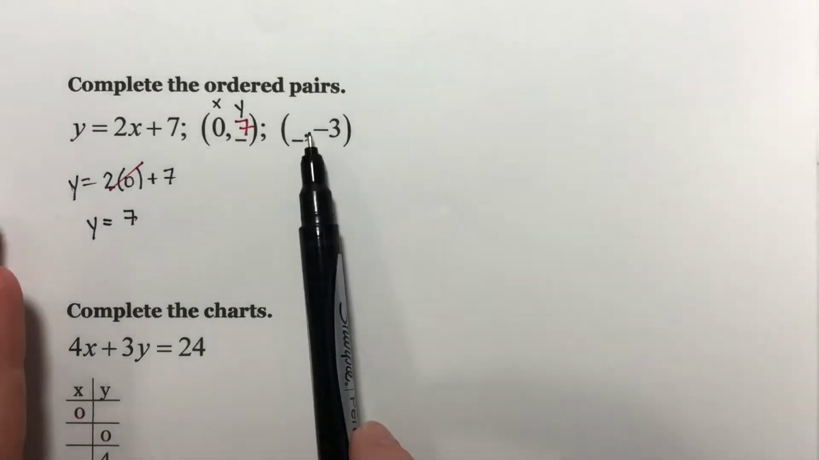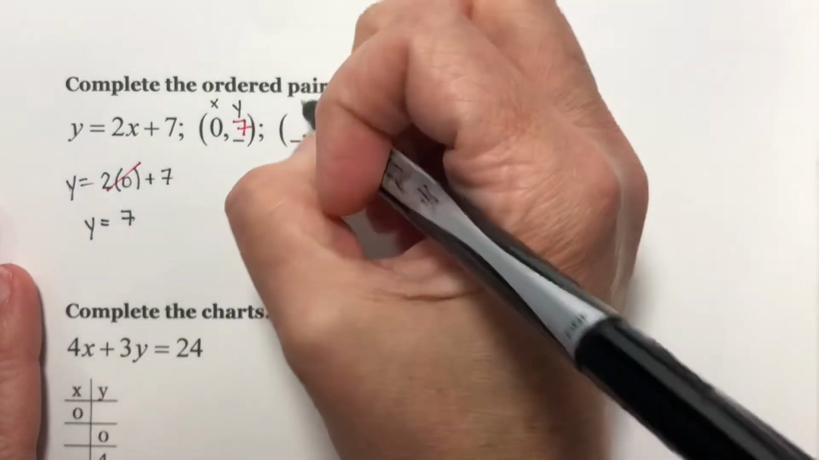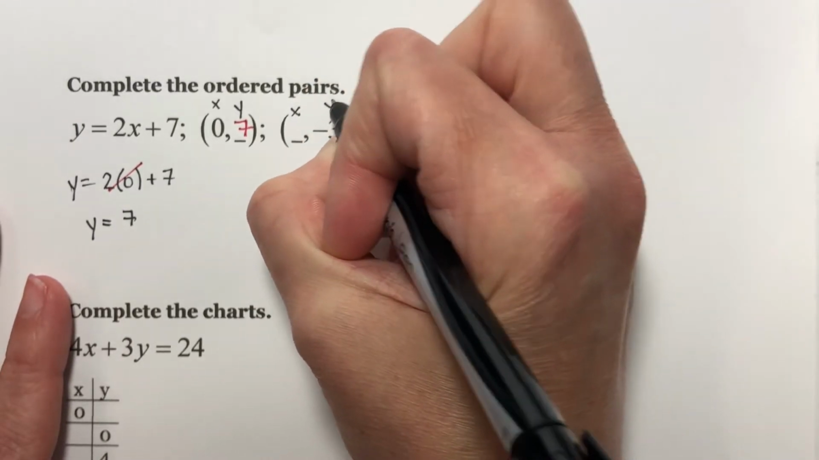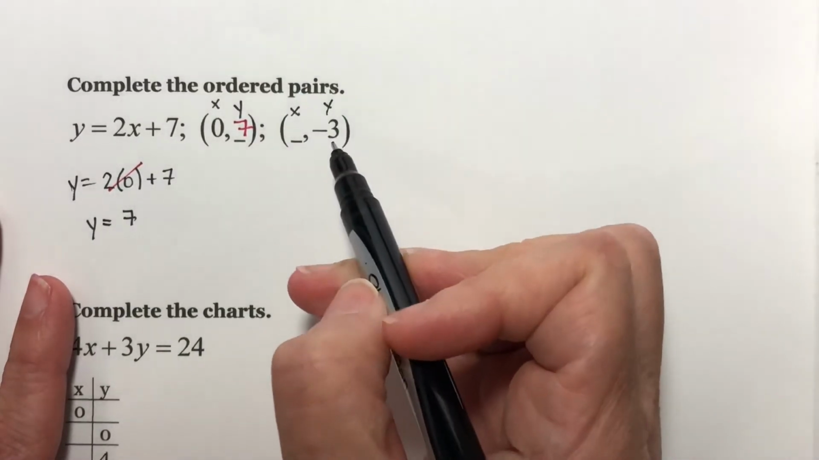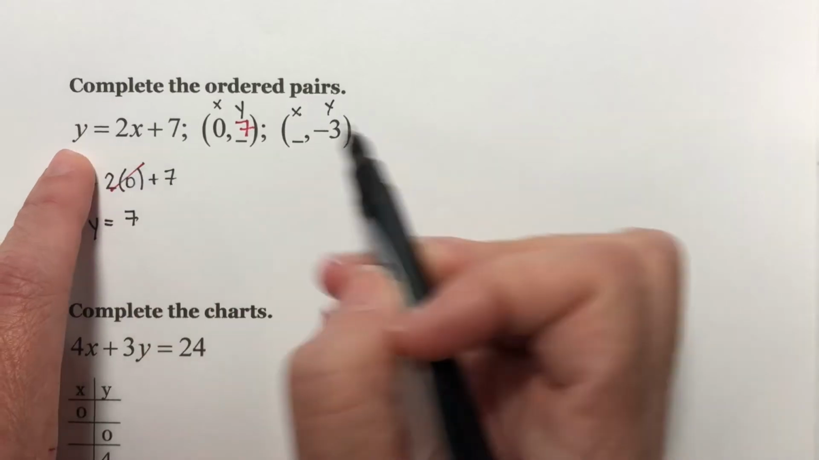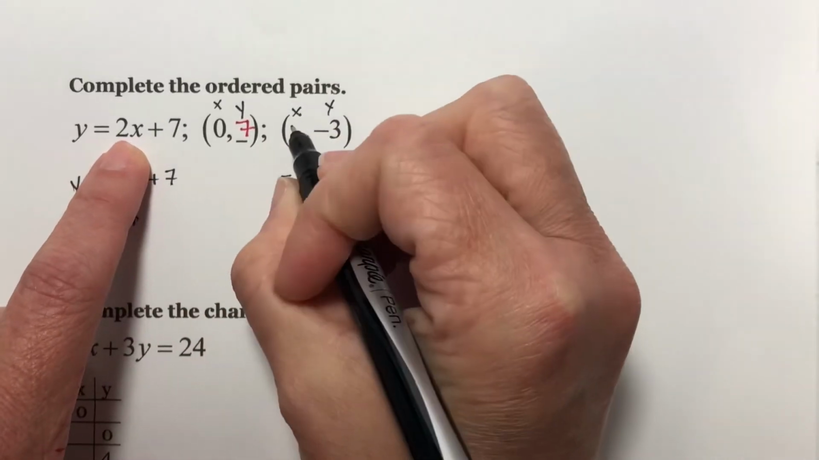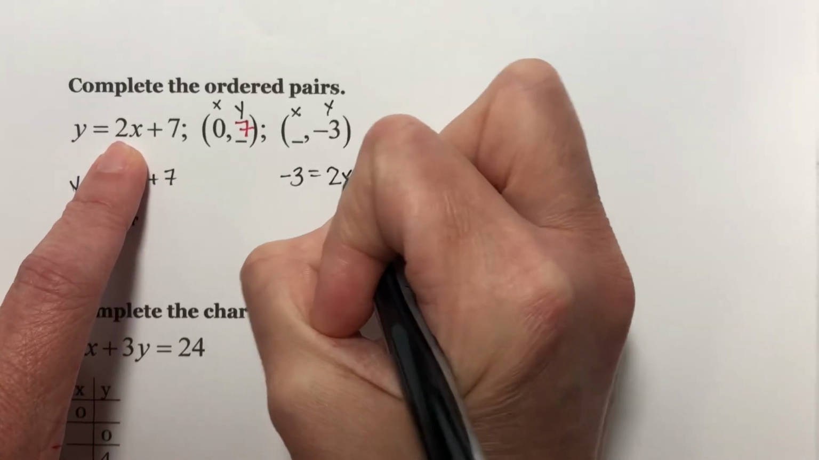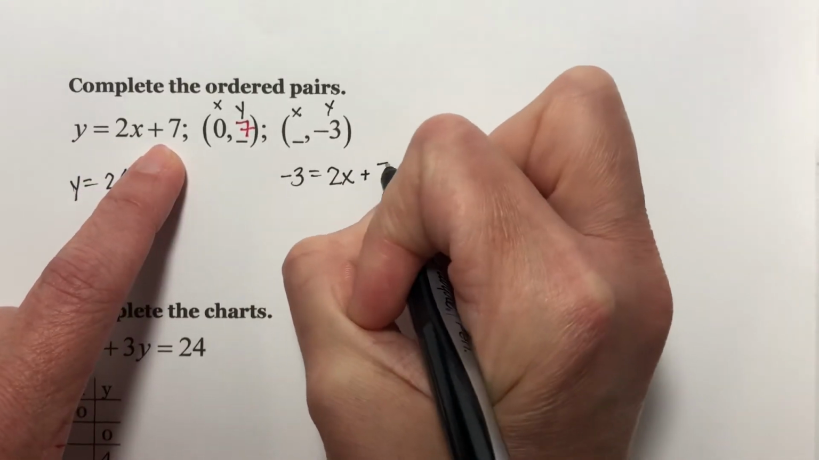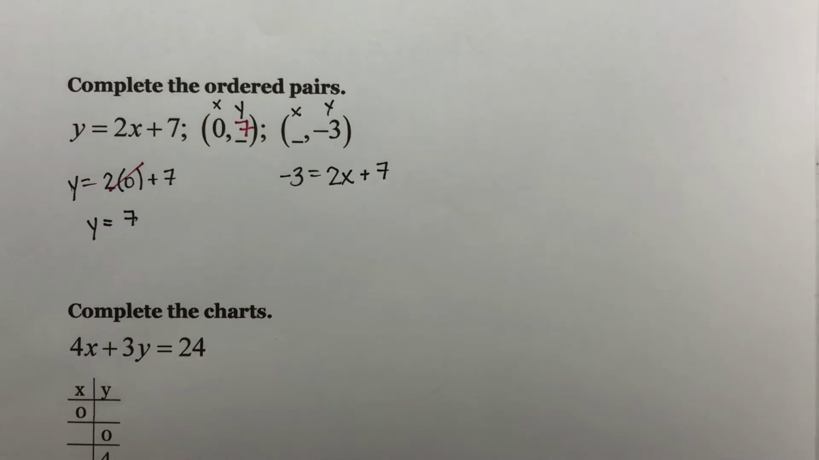Now let's do basically the same thing here. We are not given the x this time, but we are given a y value. And so we plug in for y. y is -3, equal to 2x. We don't know what x is, so we keep the x around, plus 7. So this time we need to solve this.